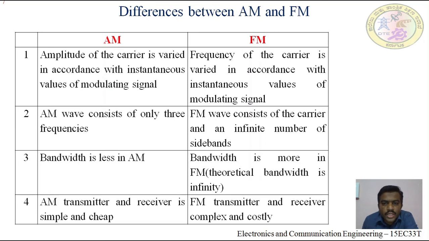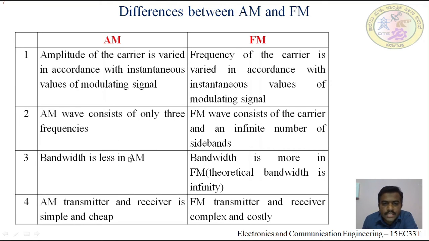Differences between amplitude modulation and frequency modulation. In amplitude modulation, the amplitude of the carrier will be varied in accordance with the instantaneous values of the modulating signal. In frequency modulation, the frequency of the carrier will be varied in accordance with the instantaneous values of the modulating signal. The AM wave consists of only three frequencies, that is carrier frequency and two sideband frequencies. But FM wave consists of a carrier frequency and an infinite number of sidebands are generated in the FM wave.